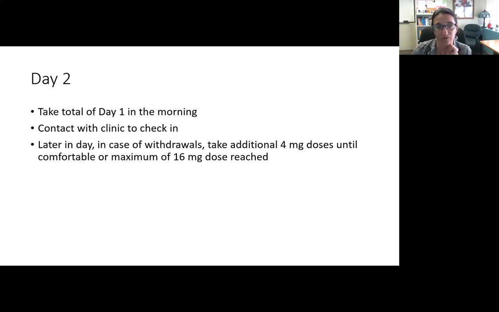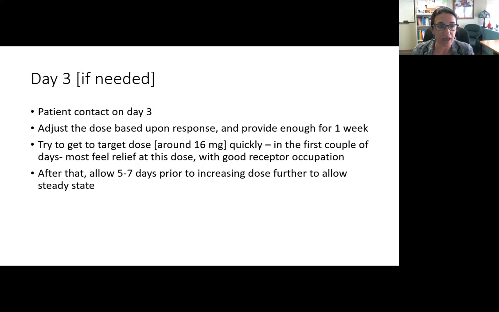So if they're able to take it once a day, they're going to take that first in the morning. But then later in the day, if they continue to have more withdrawal emerging, then they may need to take an additional 4 milligrams until they get to a maximum. And here it says 16, but really we're seeing people need upwards of 24 milligrams, even on day 1, but we'll stick to day 2 here to stay with this more traditional approach. And then on day 3, certainly again, be in touch with the clinic, who can adjust their dose based on their response.